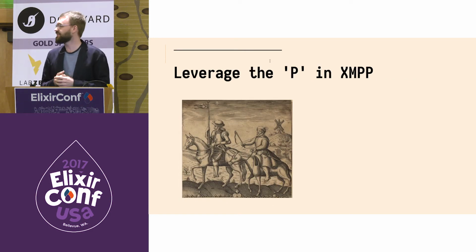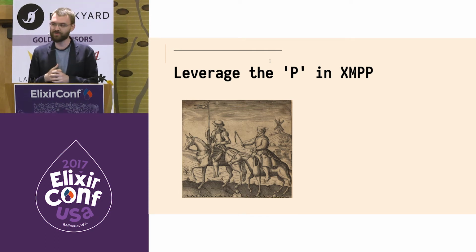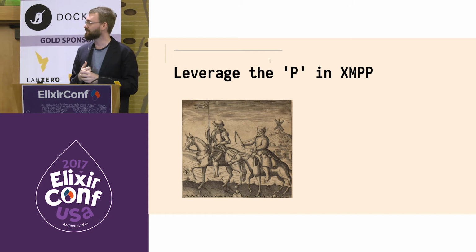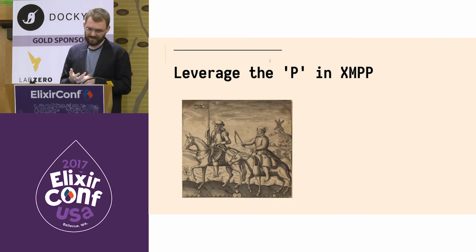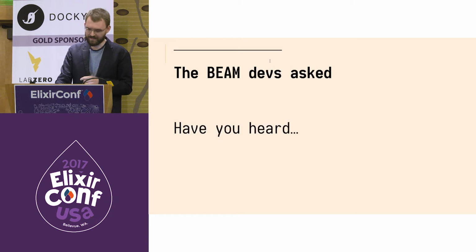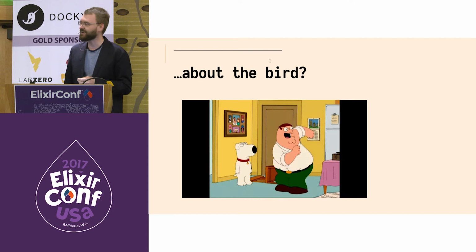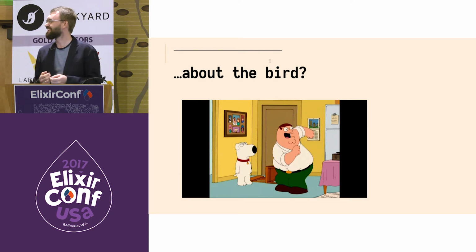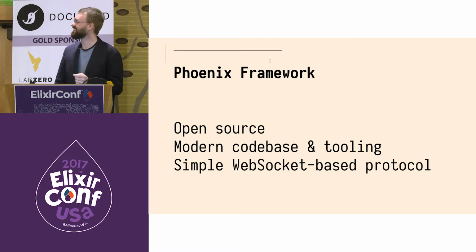Then there was the XMPP option, which was let's solve everything with XMPP, and that was not successful in the past at Grindr, and we felt we shouldn't push that avenue of research any further because we pretty much ended up like this famous knight. And so we have Beam developers in the company, and the Beam developers asked if people have heard about the bird, and they did. And so we introduced this bird, the Phoenix framework.